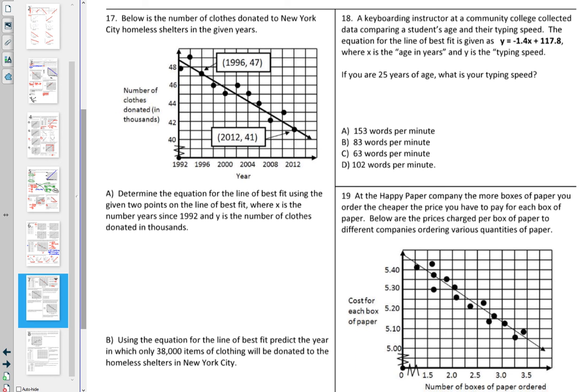A keyboarding instructor at a community college. They give you an equation. If you are 25 years of age, what's your typing speed? Y is the typing speed, X is the age in years. So plug in 25 for X. Negative 1.4 times 25 is negative 35, plus 117.8. So you'd be around 83 words per minute.